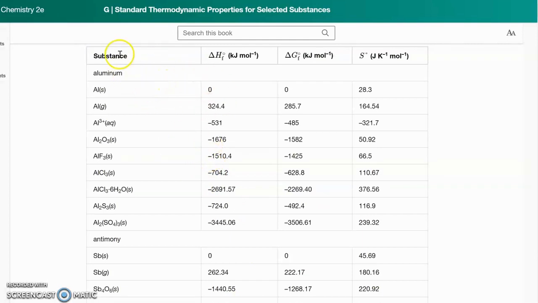So the first thing that you should notice here is that the appendix is sorted by element, the first element in the compound.